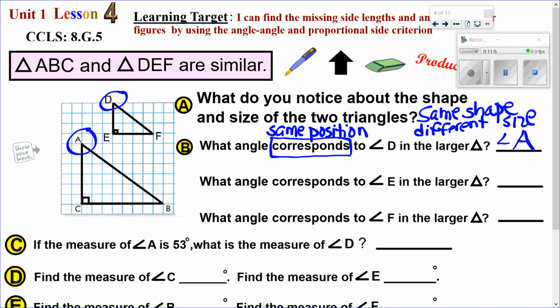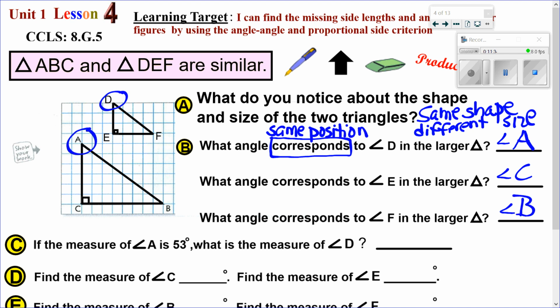Now they want to know what angle corresponds to angle E in the larger triangle. Well, look where angle E is, and because it has a little box, we know it's a right triangle, and a right triangle equals 90 degrees. We have angle C is also a right angle, so it's holding the same position. What angle corresponds to angle F in the larger triangle? Angle B.